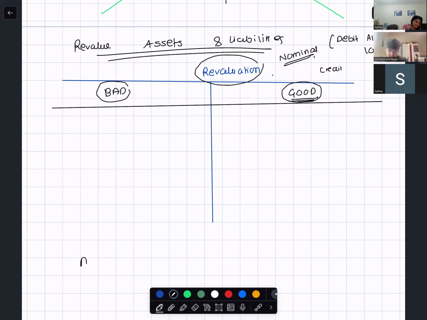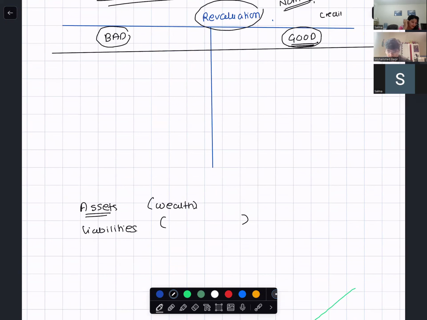So when I say assets, all the assets are treated like my wealth. And when I say liabilities, all the liabilities are treated as my bad thing, or I could say they are the things that I owe. So all assets are treated like my wealth. So tell me, if the value of the asset goes up, is it a good thing or a bad thing?